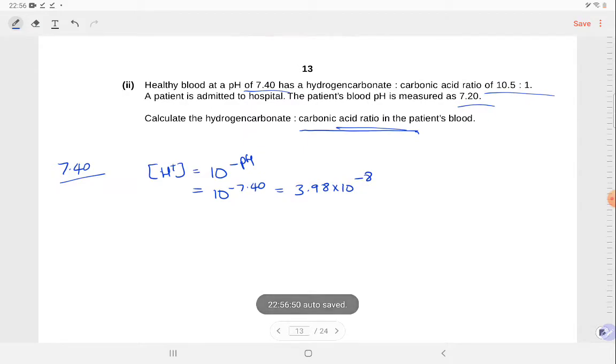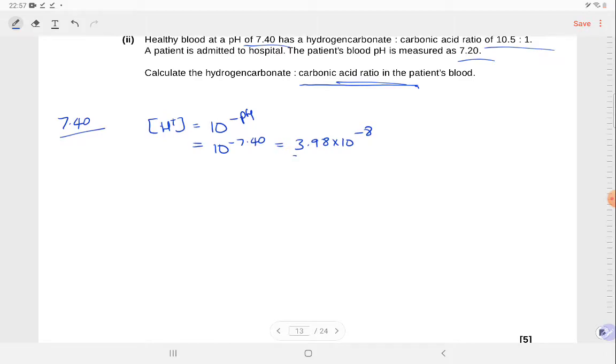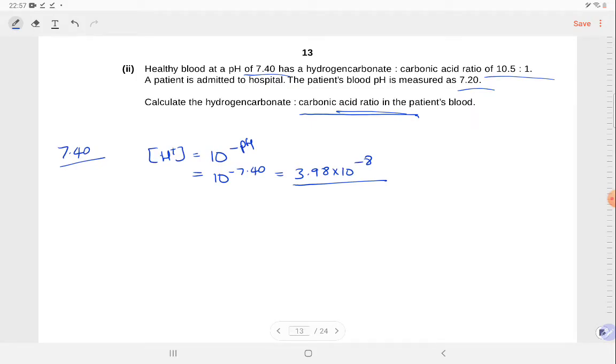Then they've given you the ratio for the hydrogen carbonate and carbonic acid. Most students panic here because they haven't given you actual concentrations, just a ratio. Always work with what you've already got. They've given you the H+, that's perfect. So say I was to work out the Ka of healthy blood. The Ka of healthy blood would be H+ times HCO3 minus over H2CO3. Okay, that's that.